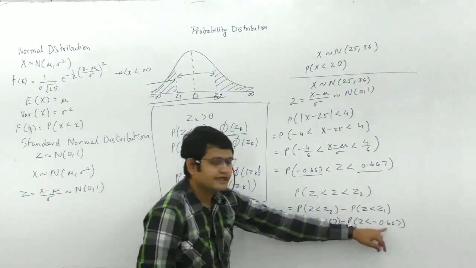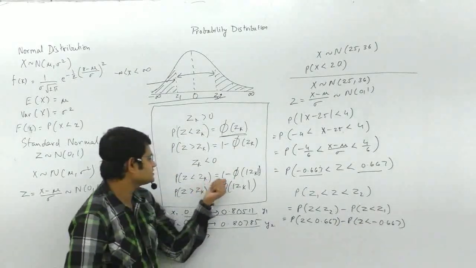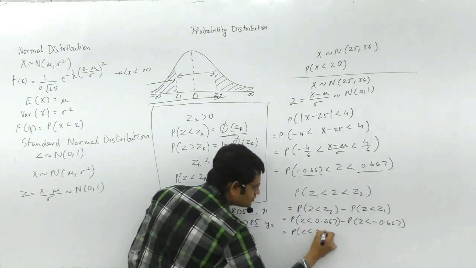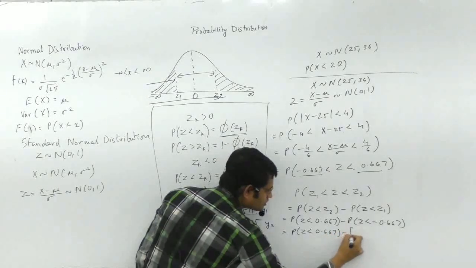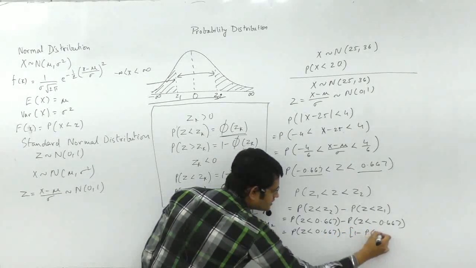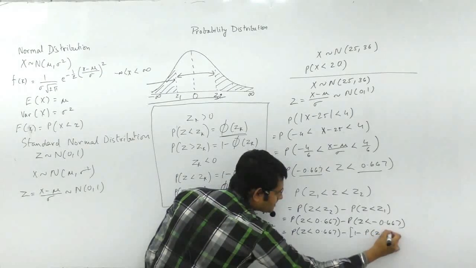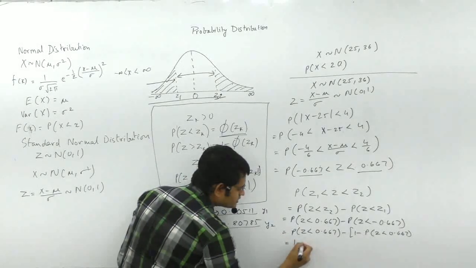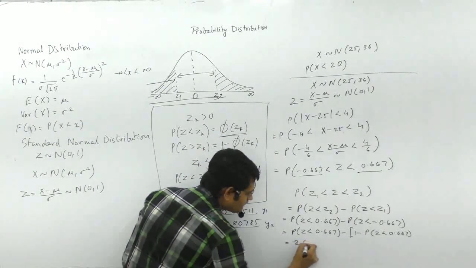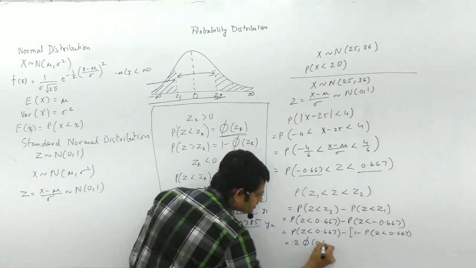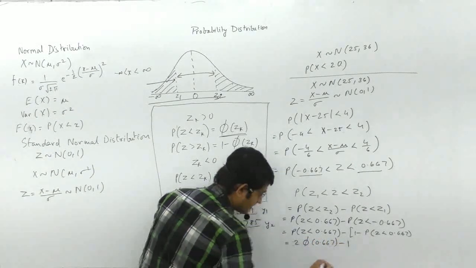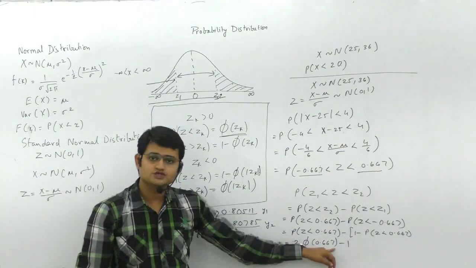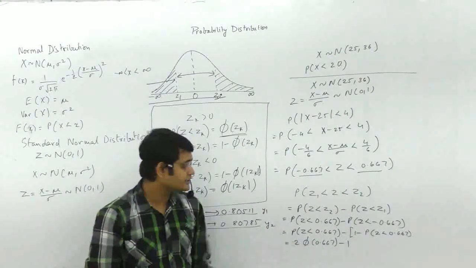Now this negative value, again using the symmetry, I can say is nothing but probability z less than 0.667 minus of 1 minus probability z less than 0.667. So this is nothing but 2 times phi of 0.667 minus 1. Then find the phi of 0.667 using interpolation.